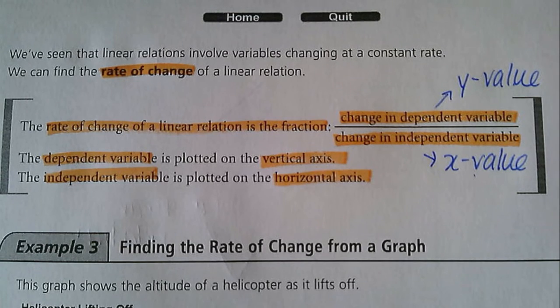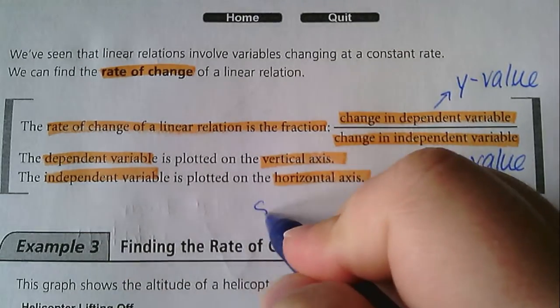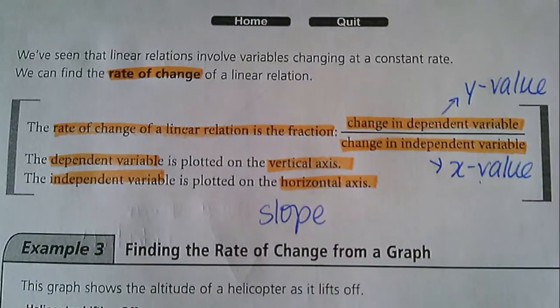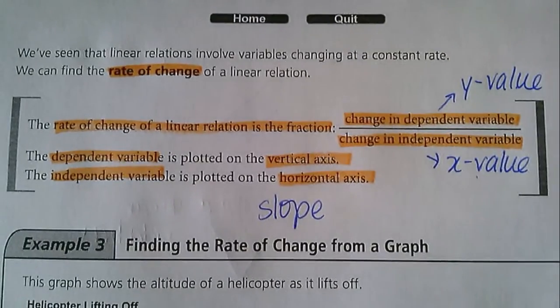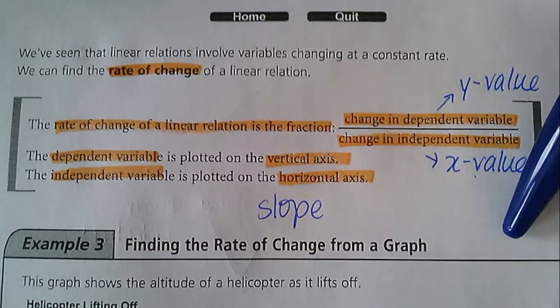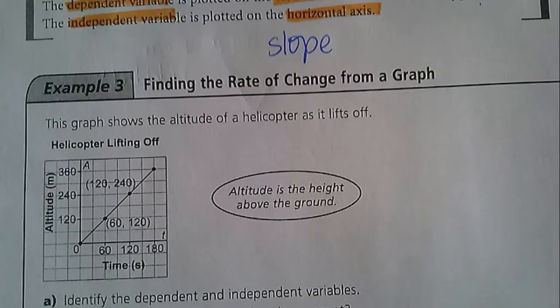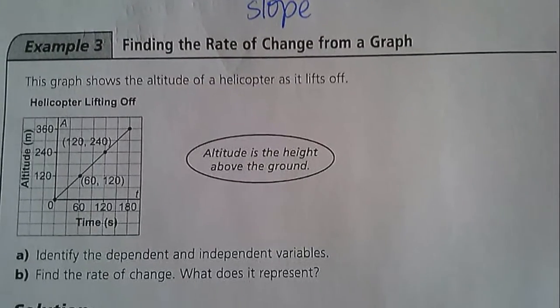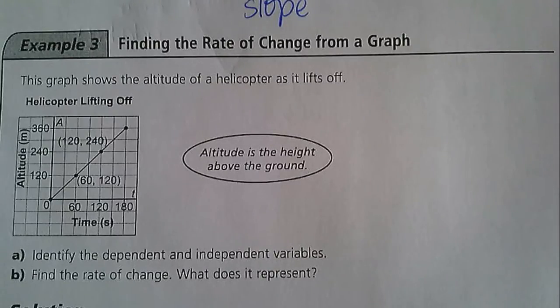Okay, so let's take a look at this first example here and see if we can find the rate of change. Now, those of you that have already taken Science 10 would have already done this. This is actually something called slope. So the slope of the line is the rate of change of the line. If you've done slope before, you might remember this concept. We just called it something a little bit different in science. So we're going to take a look at this last example here and find the rate of change using the data from the graph.